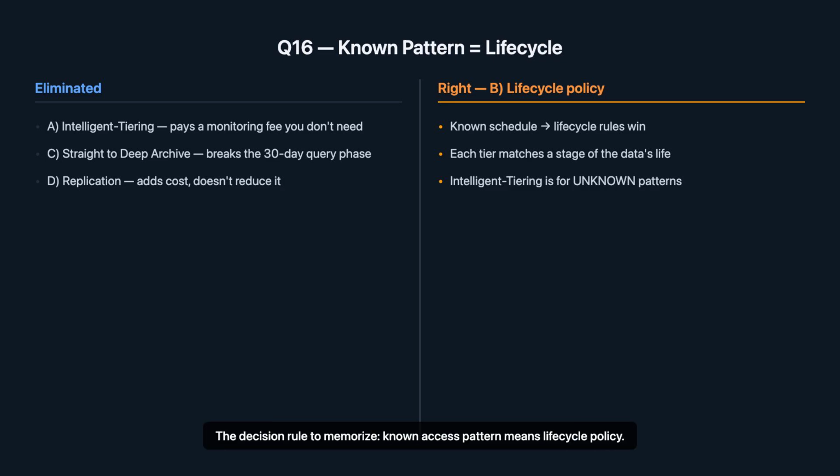The decision rule to memorize. Known access pattern means lifecycle policy. Unknown or changing pattern means Intelligent-Tiering. Those two phrases divide the entire S3 cost optimization space.